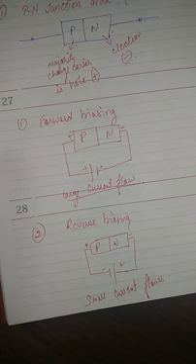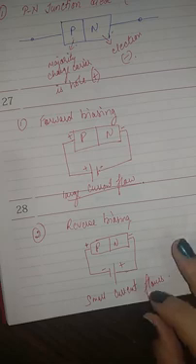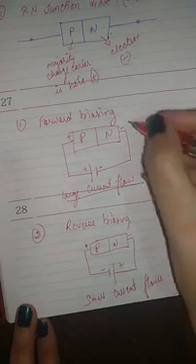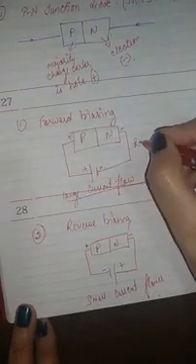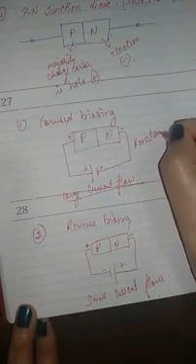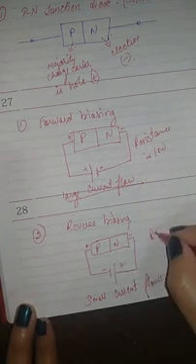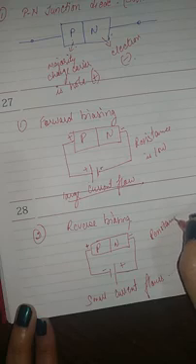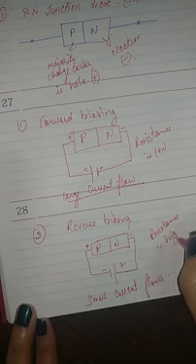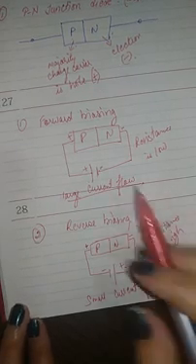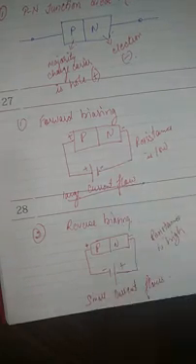Now a diode offers very little resistance to the flow of current under forward biasing, and it offers extremely large resistance in reverse biasing. So in forward biasing, resistance is low. In reverse biasing, resistance is high. So to remember, this is the basic idea of forward and reverse biasing.